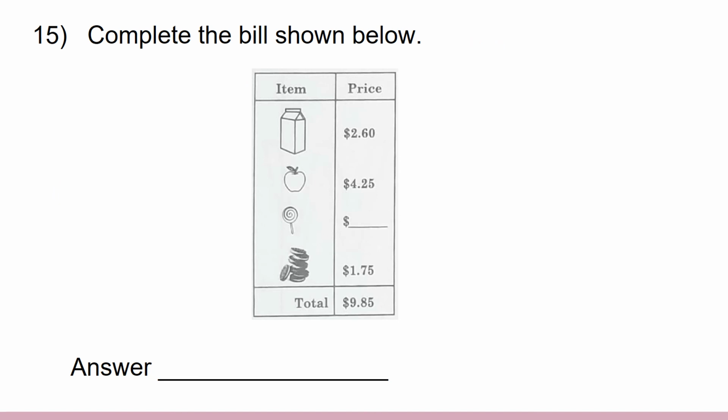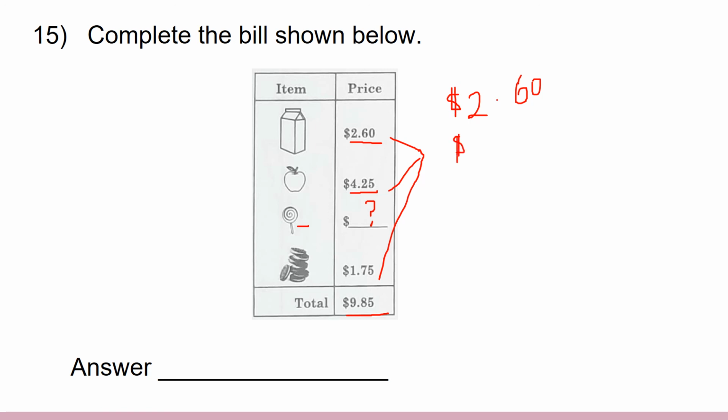Here we have, to complete the bill shown below, the first item cost $2.60. The apple cost $4.25. We don't know the cost of this lollipop. We have biscuits and it costs $1.75, and the total bill is $9.85. So in order to find out what is missing, we need to add all the items we have, subtract it from the total cost, and we will get the cost of our lollipop. So here we have $2.60. Now when you're lining up money, decimals, you need to line it up properly.